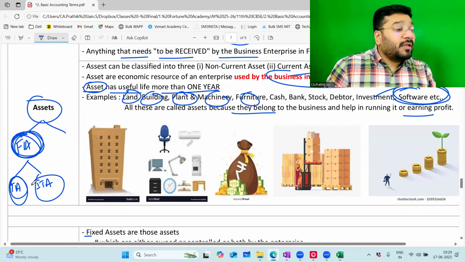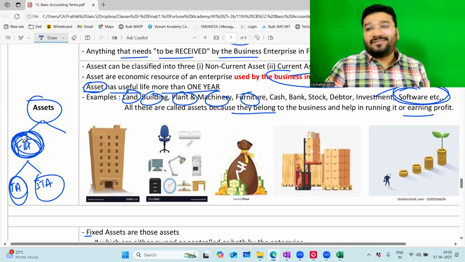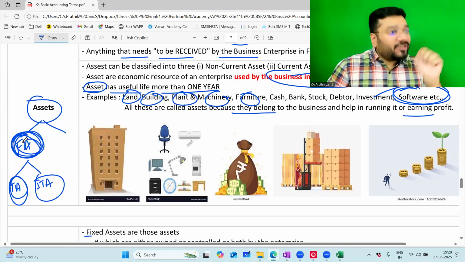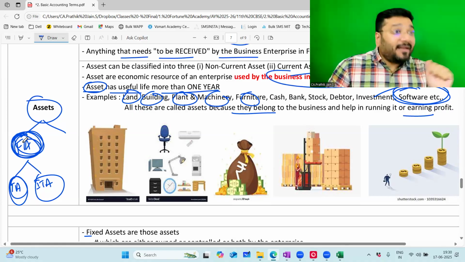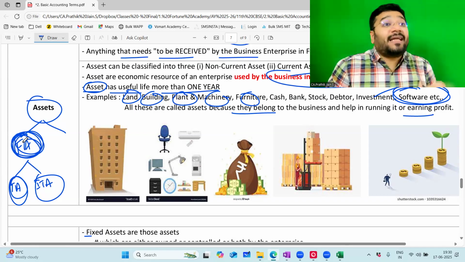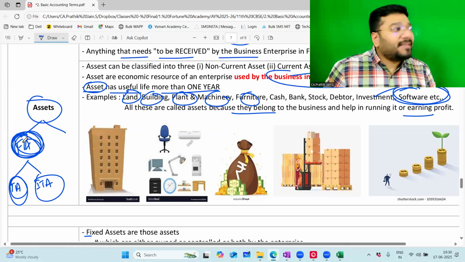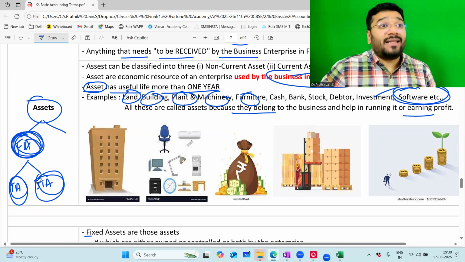Tangible means that part of the fixed asset which I can touch. Land I can touch. Building I can touch. Furniture I can touch. Computer I can touch, laptop I can touch, projector I can touch, AC I can touch. All the permanent assets which I can touch are tangible assets. Those permanent assets which I can't touch are called intangible assets.